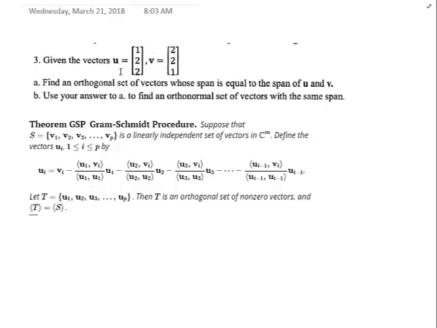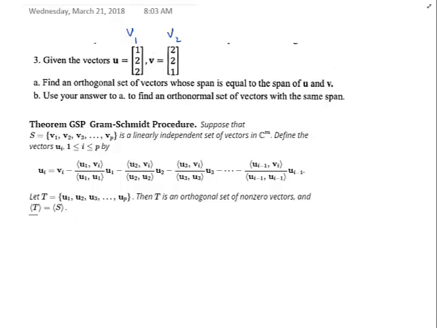Now here I have u and v, but this talks about starting with v1, v2, v3. So if I'm going to apply this formula, I really should call this one v1, and this would be my v2. According to this, the resulting orthogonal vectors would be the u's, and so I'm going to have two u's because I started with two v's.